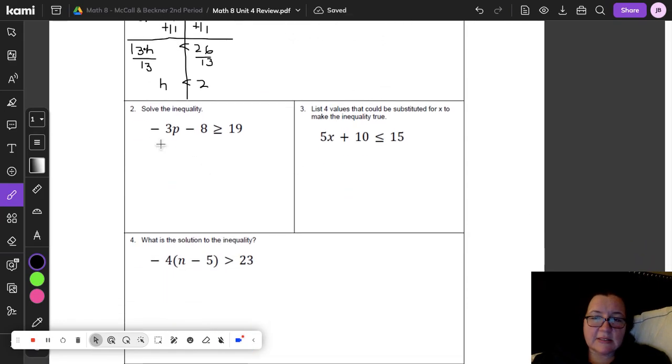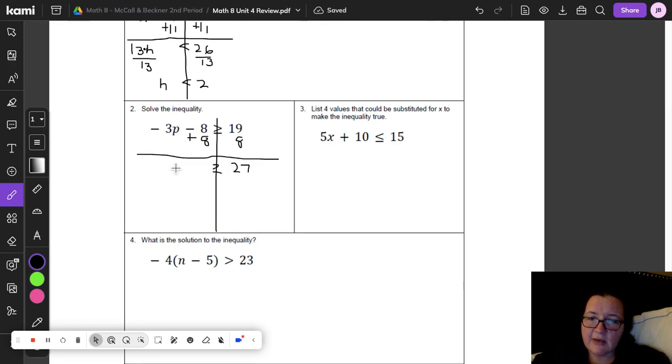Number 2 says negative 3p minus 8 is greater than or equal to 19. We do not have any similar or like terms that can be combined right now. So we're going to jump right into solving. The next step would be to look for any addition or subtraction that you can complete. And it looks like there is some. So we're going to move that 8 over. And by doing that, we are going to add it to both sides. I'm going to make my line here. Add it to both sides. 19 plus 8 is 27. And keep our inequality symbol the same for now.